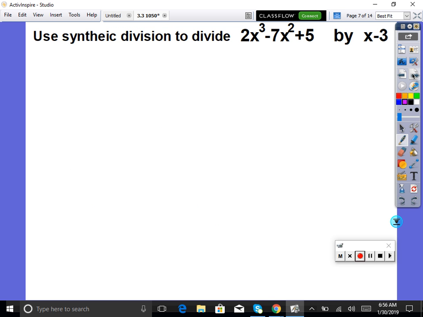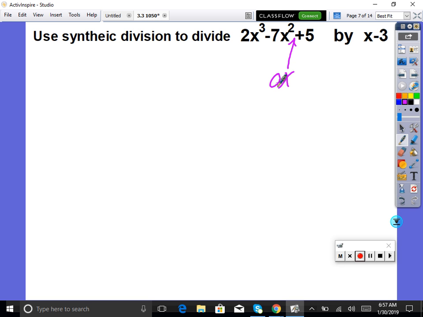Okay, let's do another one. Use synthetic division to divide this by this. Now this is one you don't want to get wrong on the test. I guarantee that we'll see you put one on there that's synthetic division that is missing a term, because so many people forget to put in the coefficient. So notice we're missing an x. So there's really 0x there. We got to put that in.